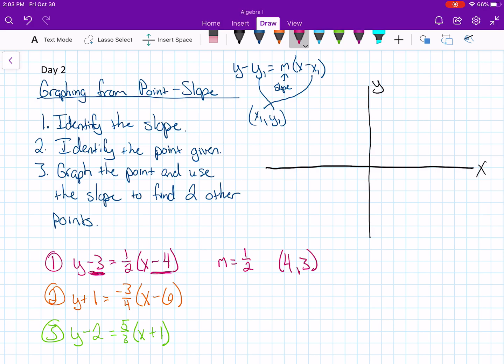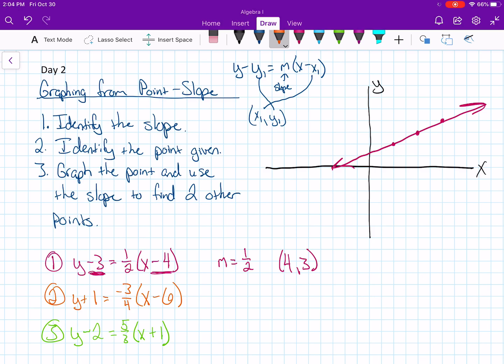Now we have a slope and a point, so I'm going to graph the point 4, 3 first, right up here. And then I'm going to use the slope to find two other points. So remember, a slope of 1/2 could mean up 1 and to the right 2, but it could also mean down 1 and to the left 2. Once I have 3 points, I can go ahead and draw my line. Let's do this for the second example.